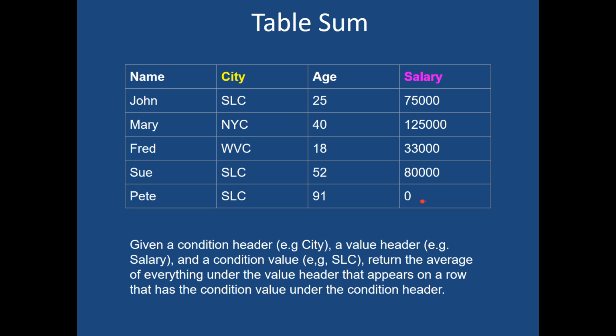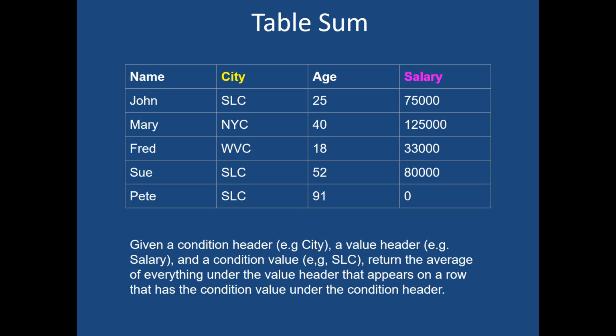Now, we could also do age. We could let age be the condition header and salary the value header. And then we could ask, what's the average salary of all 25-year-olds? Or we could say, what's the average city? It won't work here for city. We could ask, what's the average city of everyone that makes $70,000? But that wouldn't quite work. So the thing we're averaging needs to be a number. And the condition headers and the values have to be strings.